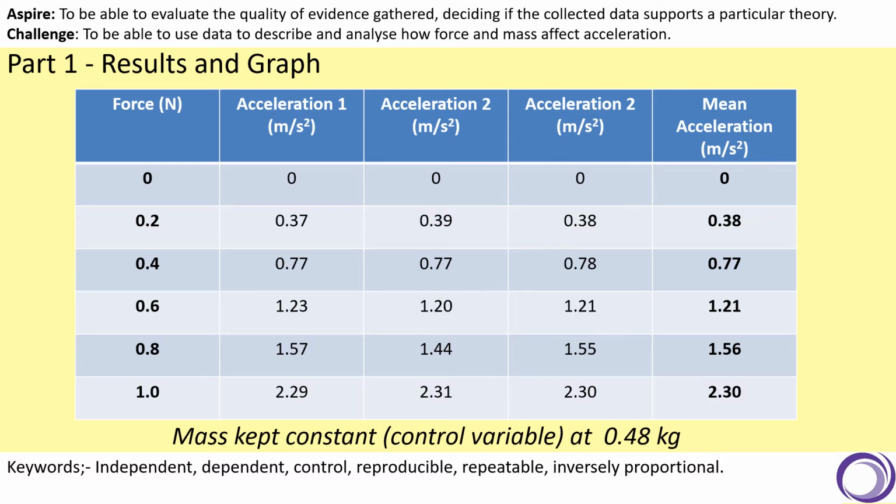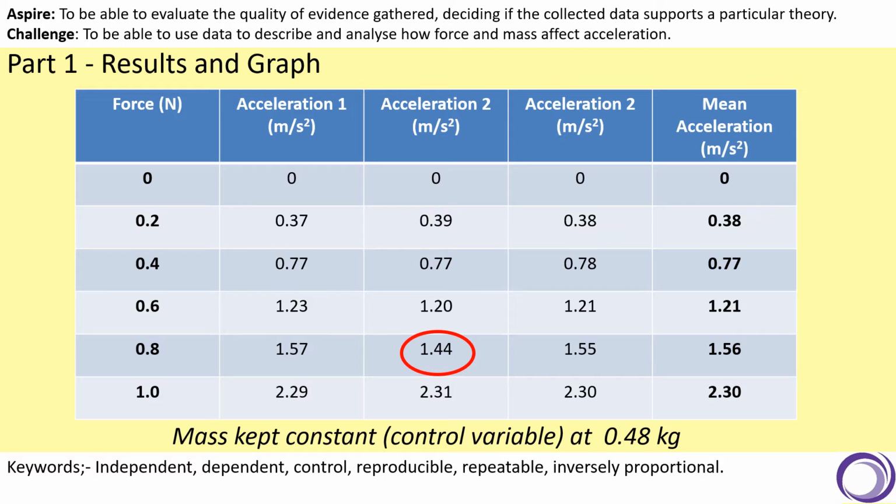So to find the mean, I've added up the 3 values and divided by 3. Apart from where I've got an anomalous result, so that 1.44 is considerably lower than the reading I took first and third. So I've not included it at all in the average. I've got rid of it.